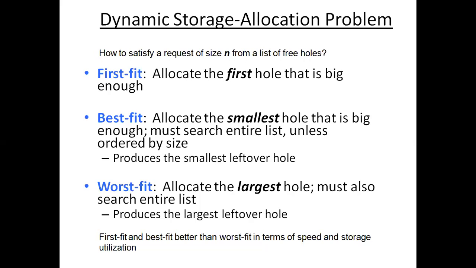Okay, 3 holes are there, 10 kilo, 30 kilo and 25 kilo. Now let's say a process of 20 kilo comes in. The first hole is 10 kilo. It can't fit the 20 kilo process. Next hole is 30 kilo. The 20 kilo process can be fitted into the 30 kilo hole, but there is a remaining hole of 10 kilo.